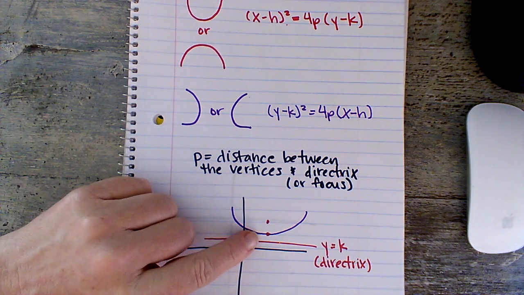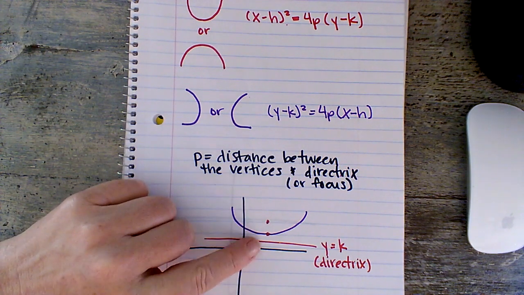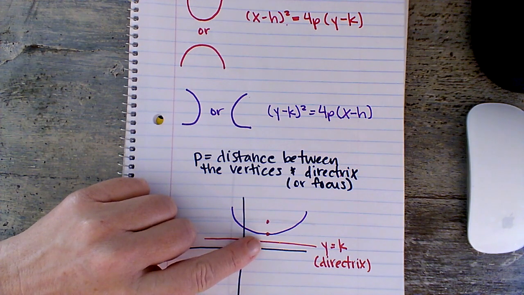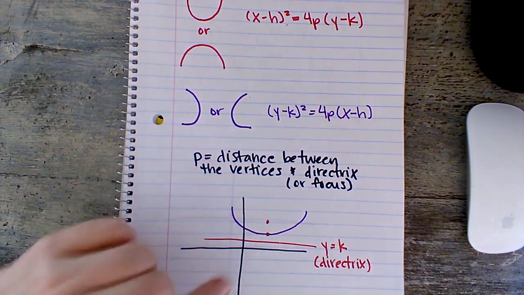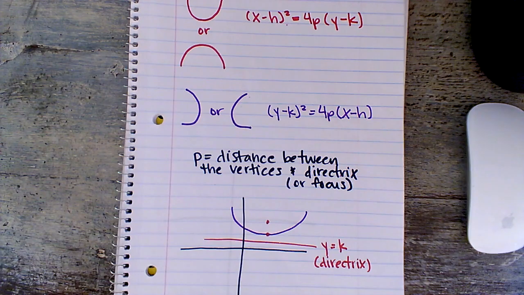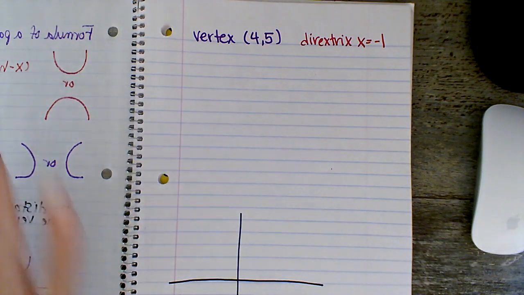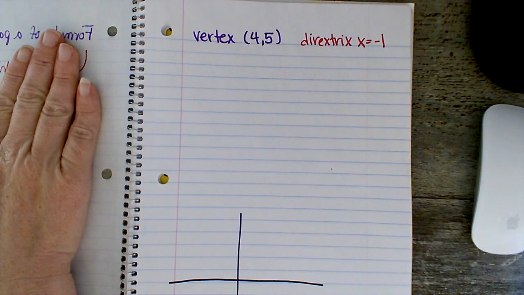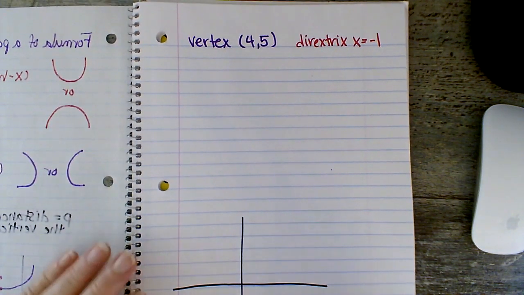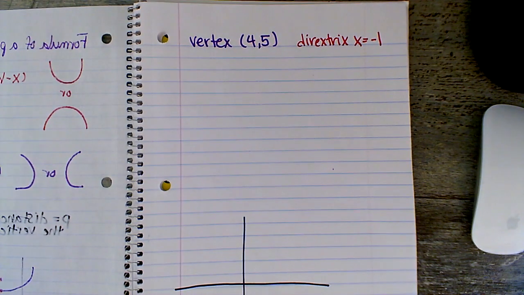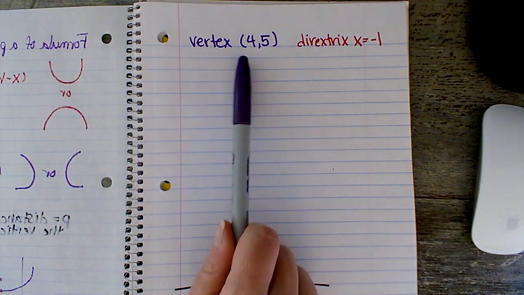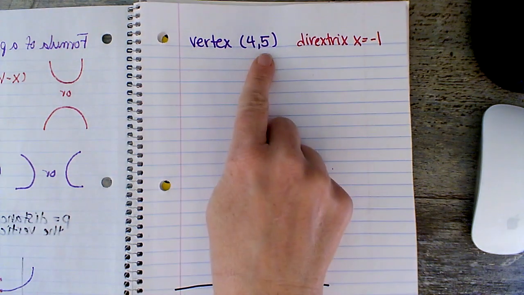So it doesn't really matter if you use the focus or the directrix, but we'll just say between the vertex and the directrix. And so how do we find p? Well, we just subtract coordinates. So I'm going to pause this video and turn the page. Okay, so just try to ignore this stuff right here. I'm going to refer to this in just a minute. I want you to focus on this problem. So the problem is going to ask me to write the equation of this parabola when given the vertex 4, 5, your x coordinate, your y coordinate.